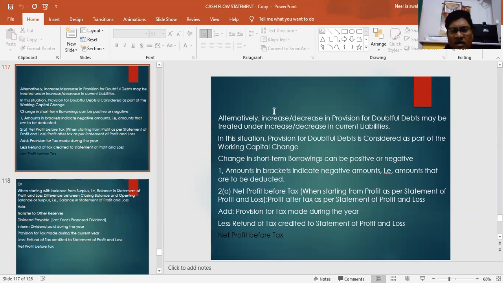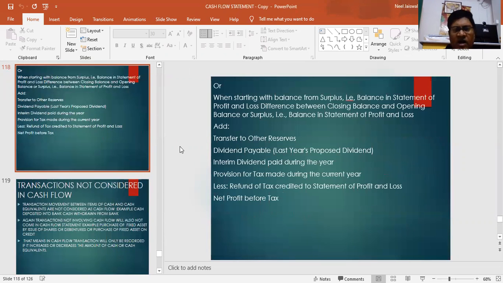So let's see. We start with balance from surplus, that is balance in statement of profit and loss. Difference between closing balance and opening balance of surplus, that is balance in statement of profit and loss. We will get this statement of profit and loss in the balance sheet only, under reserves and surplus. We will subtract closing minus opening of the balance in statement of profit and loss, and we have written it over here.